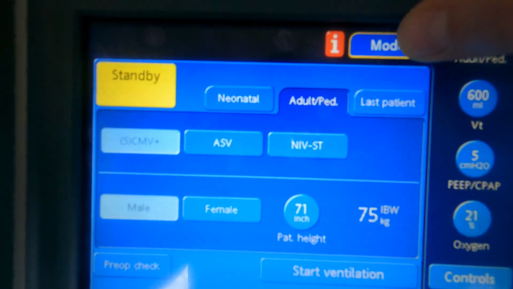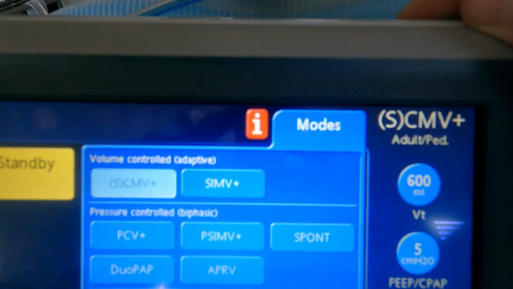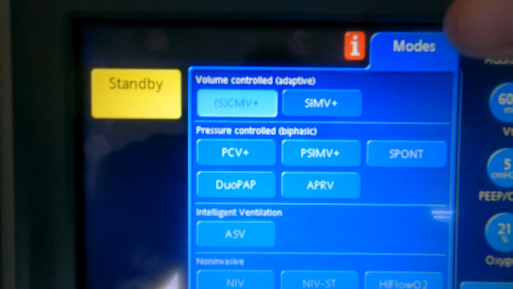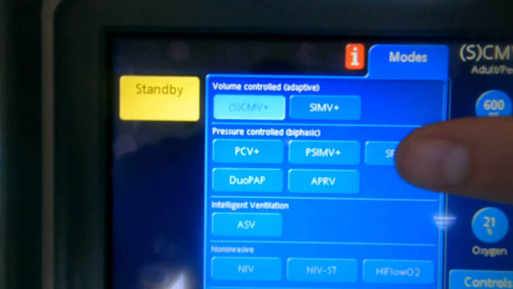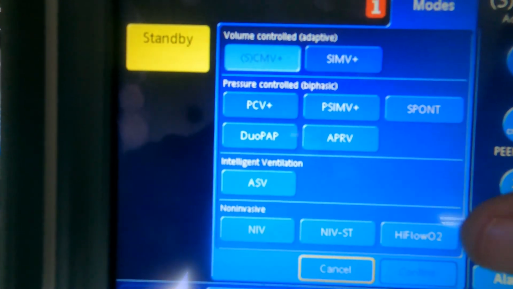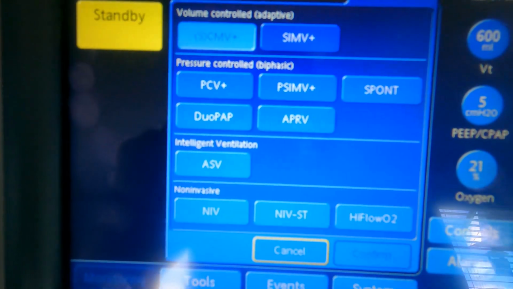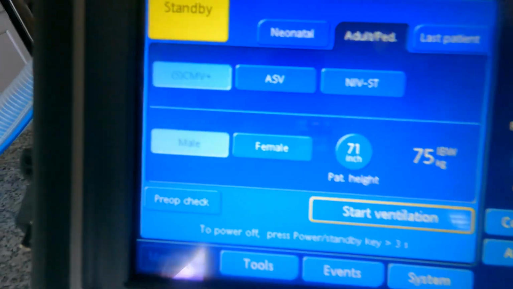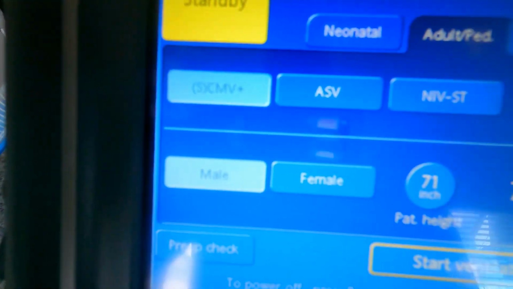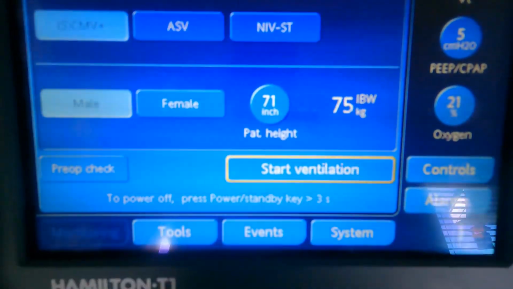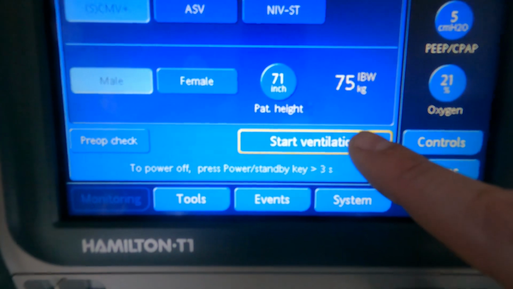If we did want to select a different mode, we go into the modes tab where we have our different volume modes, our pressure modes, ASV, as well as our high flow and non-invasive. So for this scenario, we're going to go with SCMV. We have our sex and our height. So now we are going to go ahead and hit start ventilation.